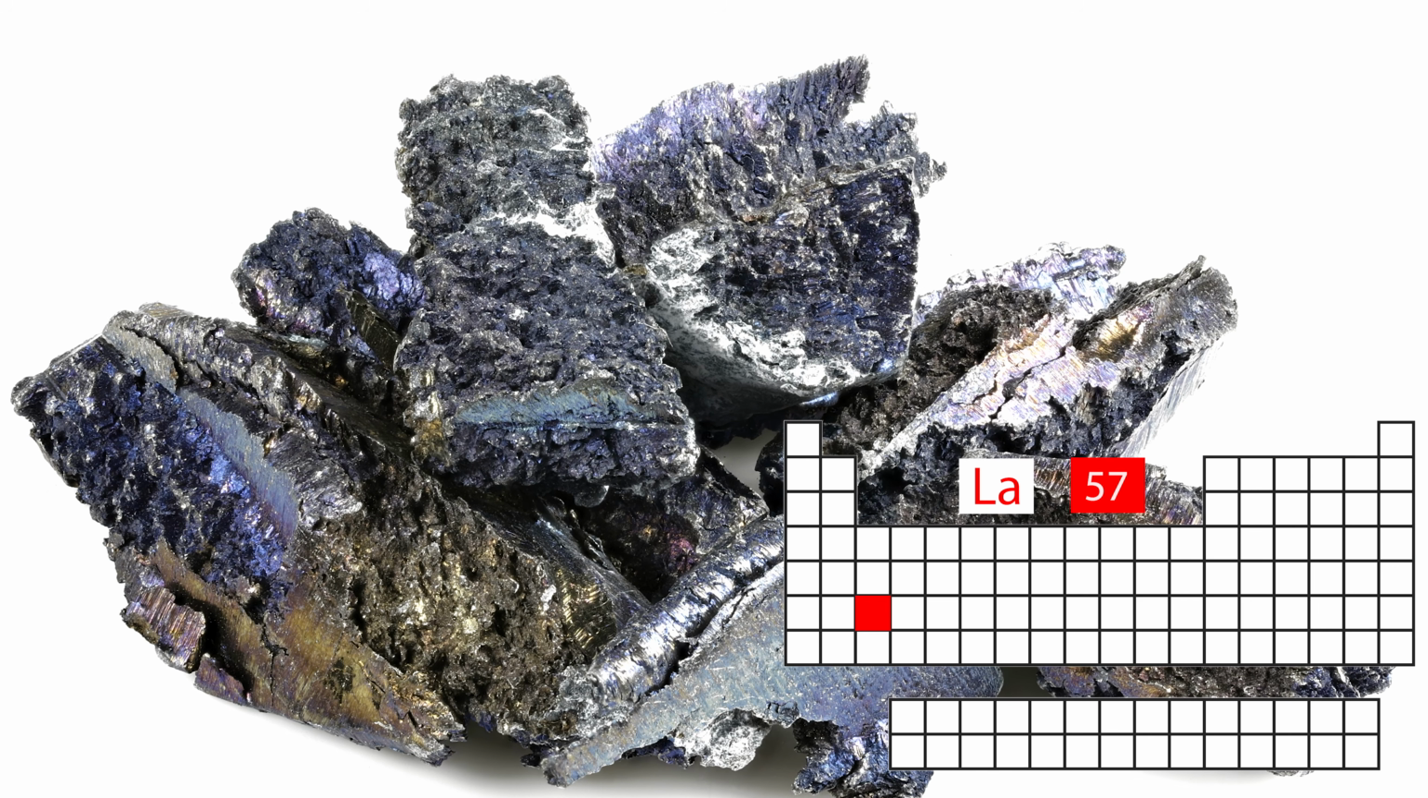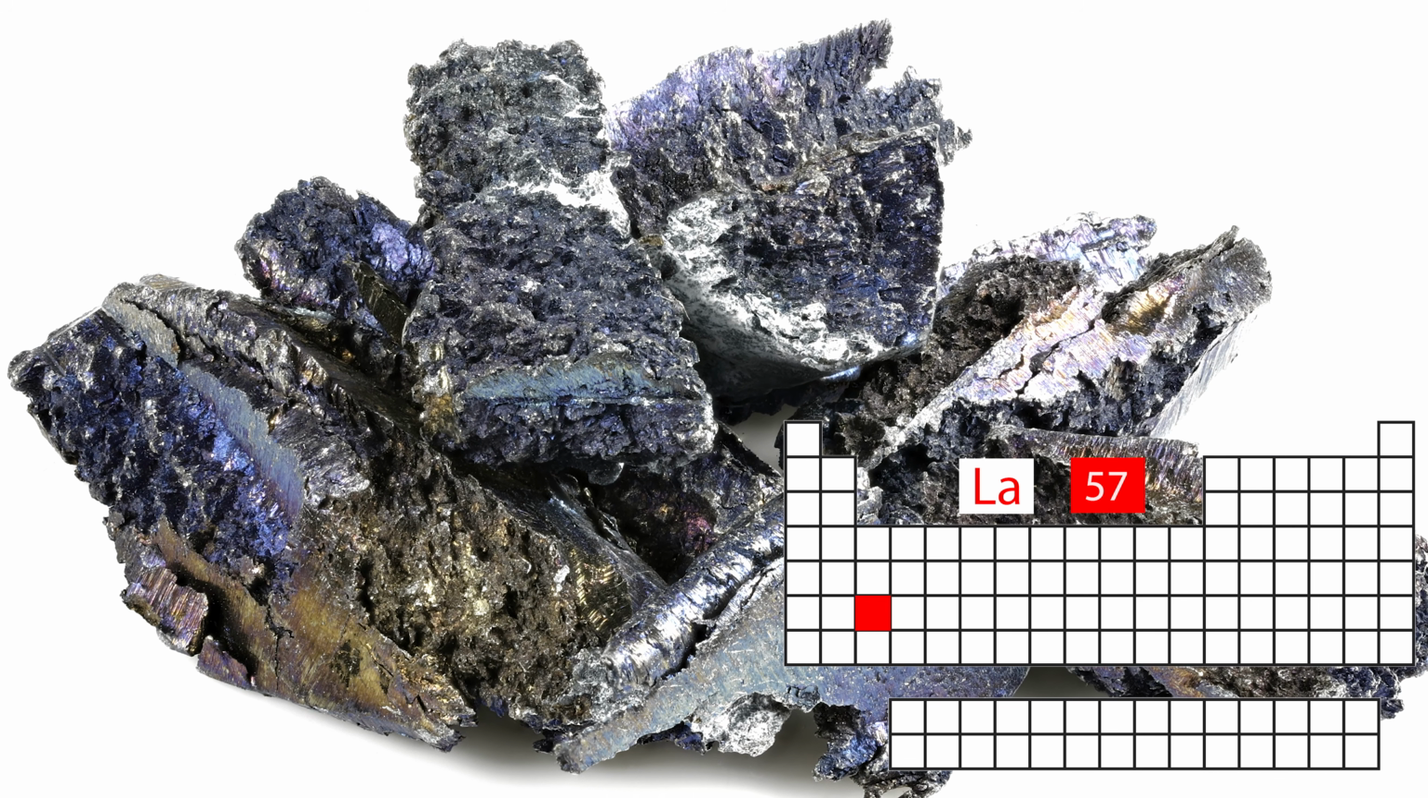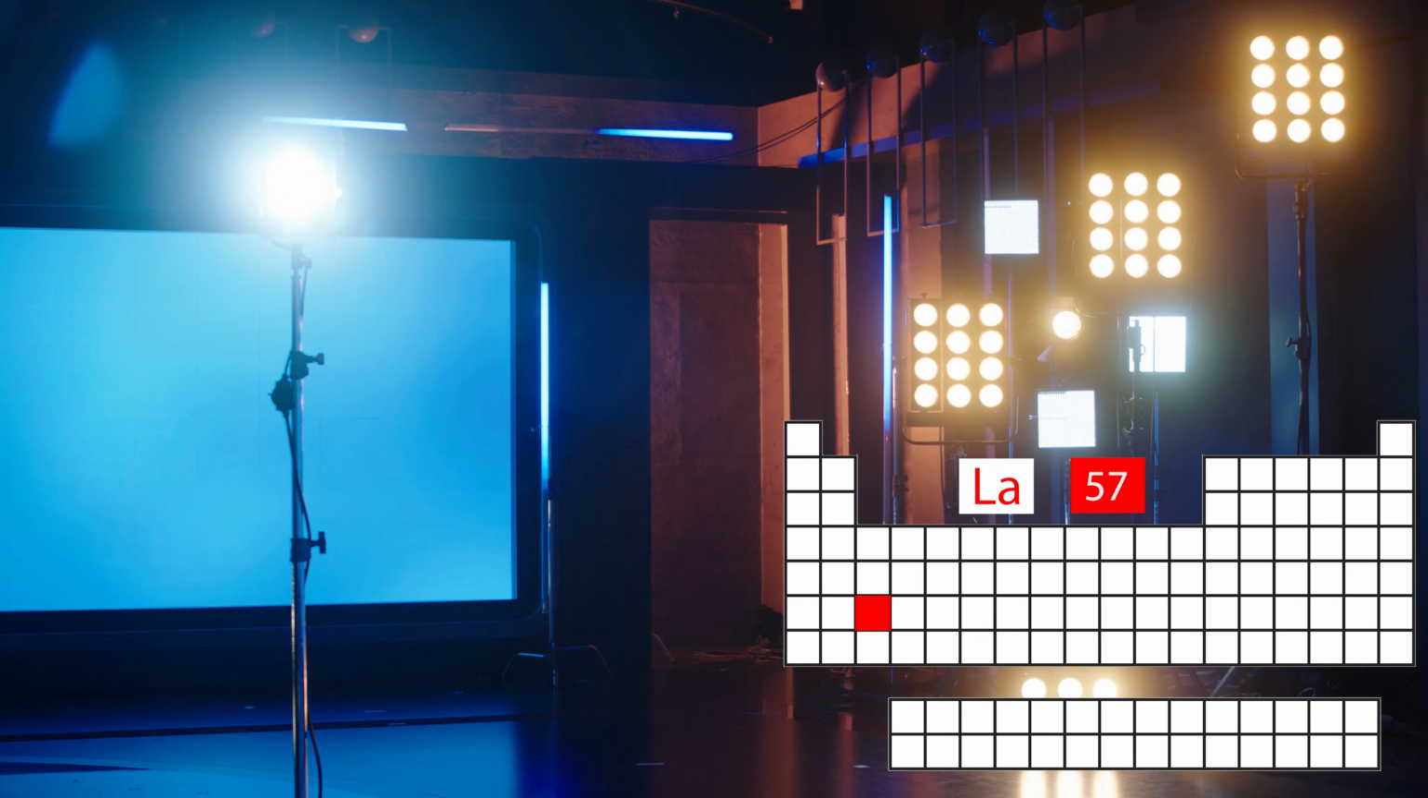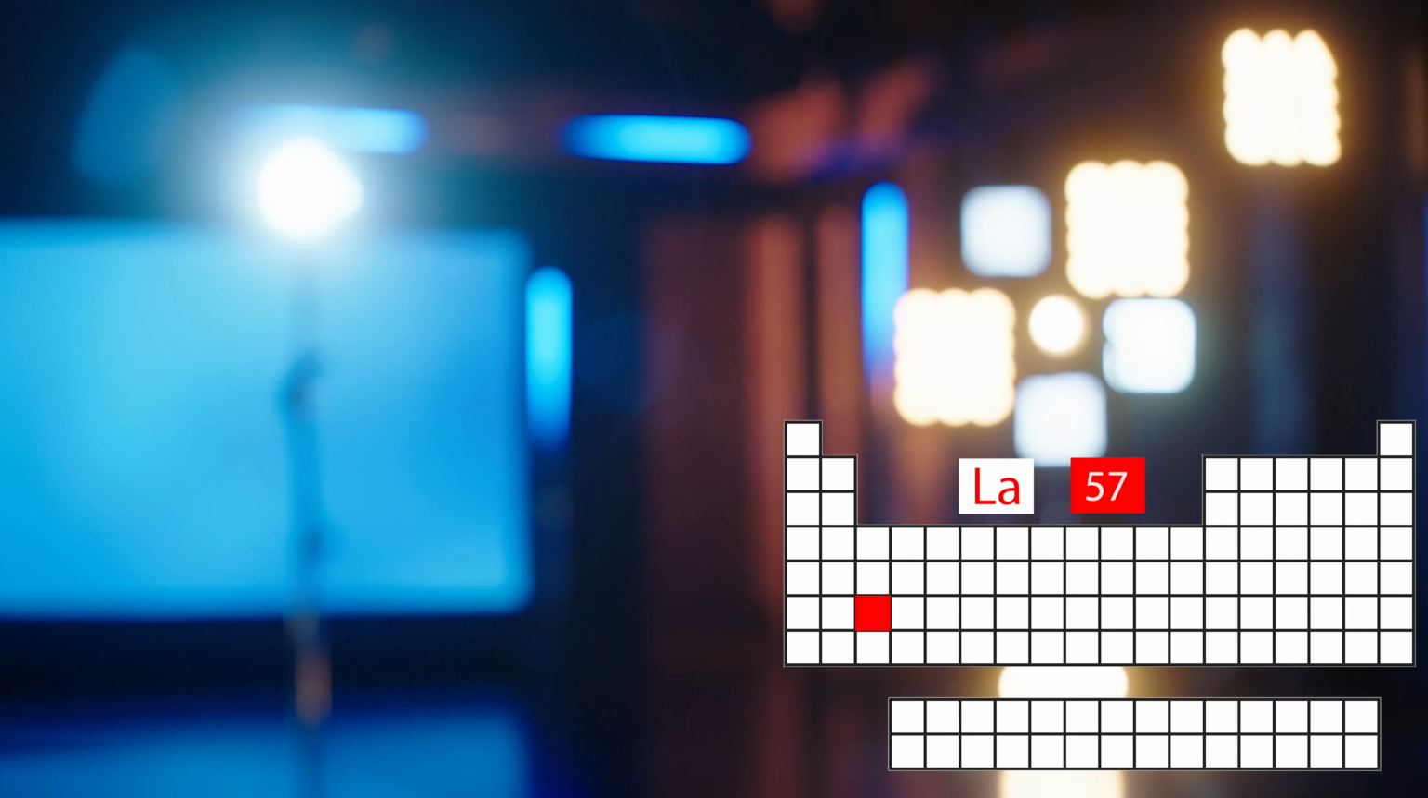Now we get to element 57 called lanthanum. It's used in camera lenses and also in hybrid car batteries. Here's a fun fact. It's used in studio lighting for the movie industry because it closely mimics natural sunlight.